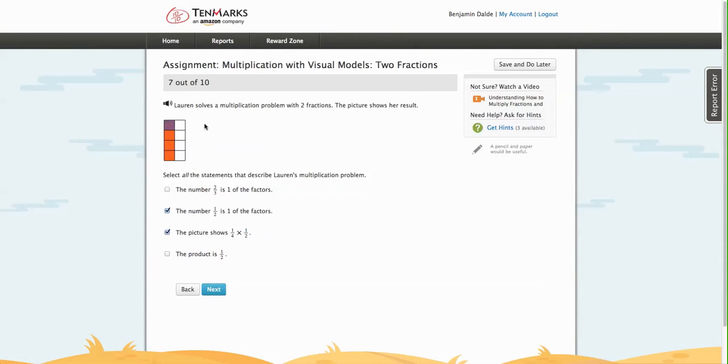Lauren solves multiplication problems with 2 fractions. The picture shows her results. All right. So she went with 1/2 times 1/4. To be honest with you, I think that thing should be shaded in blue over here as well. The number 1/2 is one of the factors. Yes, I agree with this statement. I think that's good.